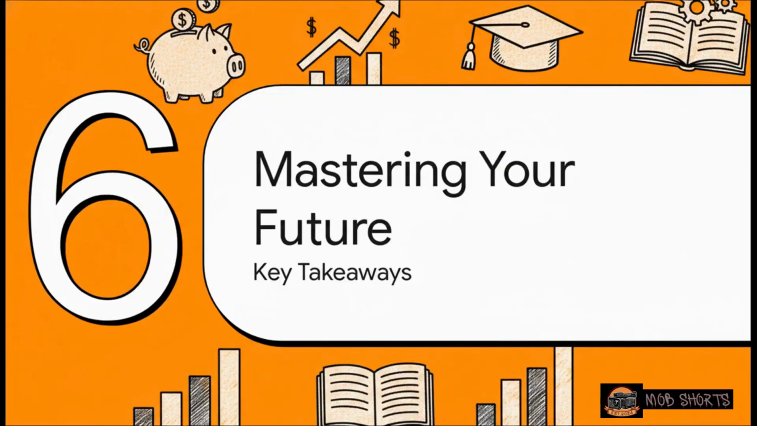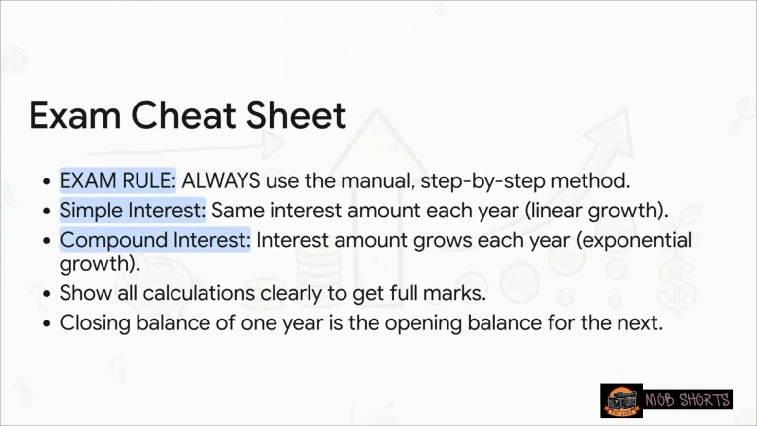So let's wrap this up. What are the big ideas, the key takeaways you absolutely have to remember, not just for your exam, but for life? Think of this slide as your final checklist. Number 1, and I'm going to say it again, always use the manual, step-by-step method for compound interest. No formulas. Remember, simple interest is that flat, straight-line growth. Compound interest is that accelerating curve that goes up and up. Show all your work, and always remember, the closing balance of one year is the opening balance for the next.